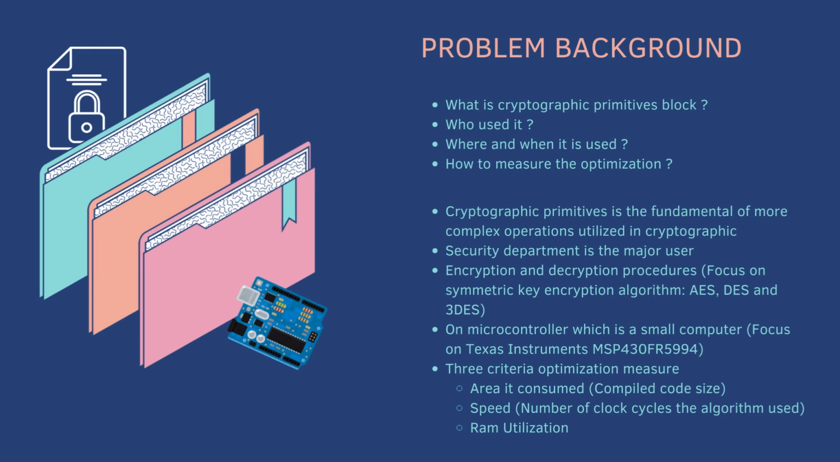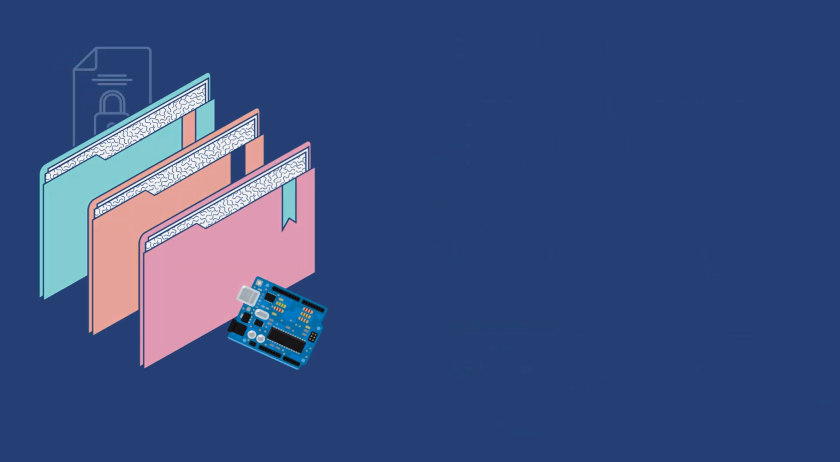Now, how to measure the optimization? 3 important optimization criteria are taken into consideration in order to assess each algorithm's applicability. First, the area it takes up, which indicates the amount of space the compiled code takes up. Overuse of memory could limit the microcontroller's ability to perform other functions. The second factor is speed, which is determined by how many clock cycles the algorithm takes to run. Extended clock cycles increase processing time and affect the system performance. The last factor is the RAM utilization, where high usage can impair user experience and hinder operating efficiency.